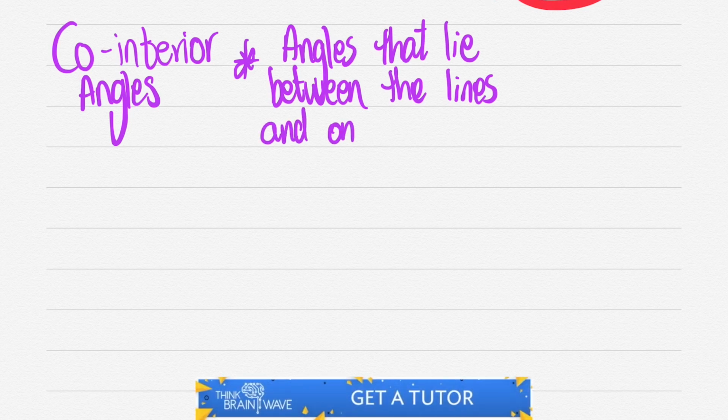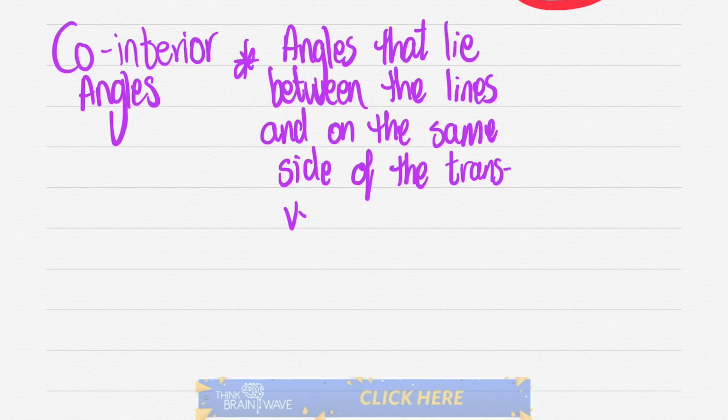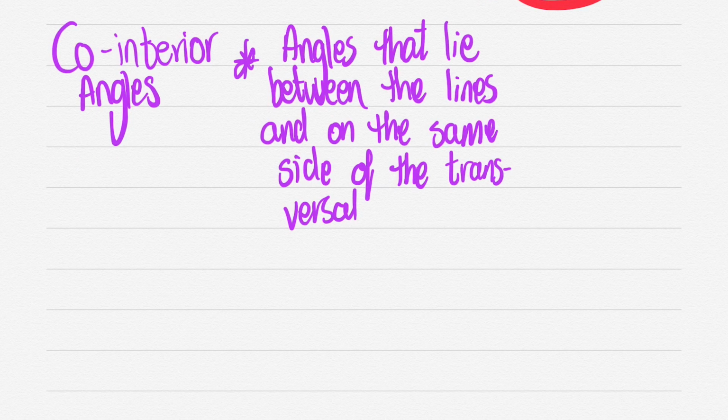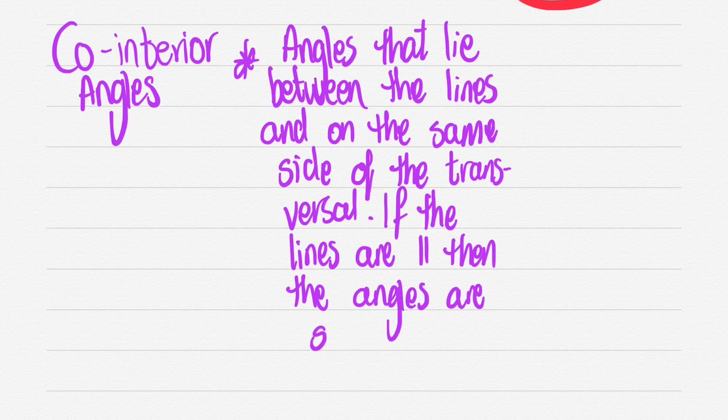So co-interior angles are angles that lie between the lines and on the same side of the transversal, and they sum to 180 degrees. So if you had a perfectly perpendicular transversal to the two parallel lines, you would have two 90 degrees that are co-interior. 90 plus 90 is 180 degrees, and hence we say the co-interior angles are equal to 180. So if the lines are parallel, then the angles are supplementary.